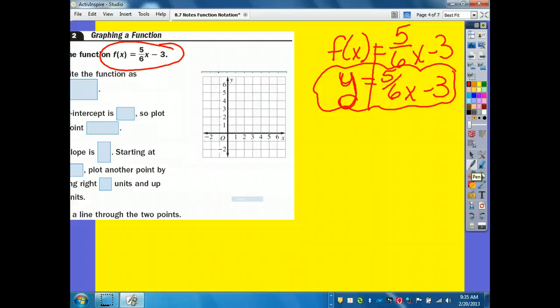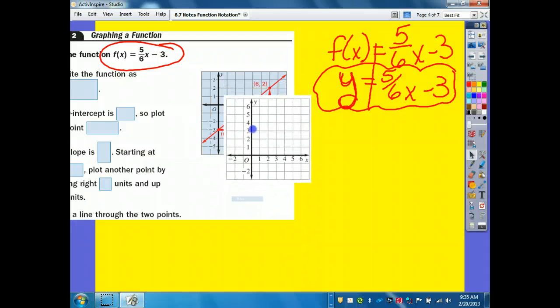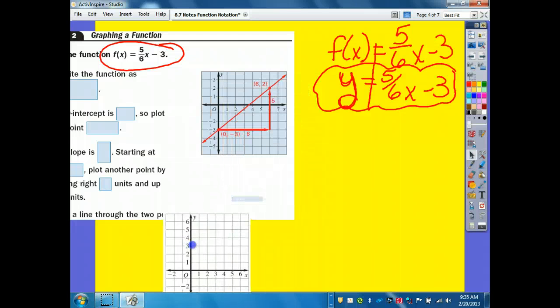-3. So that is down. Where do I go from the origin? Up, down, left, or right? I'm just going to go here. So we're going to go to the -3. And our slope is positive, so when we're done, I hope we have a positive line.